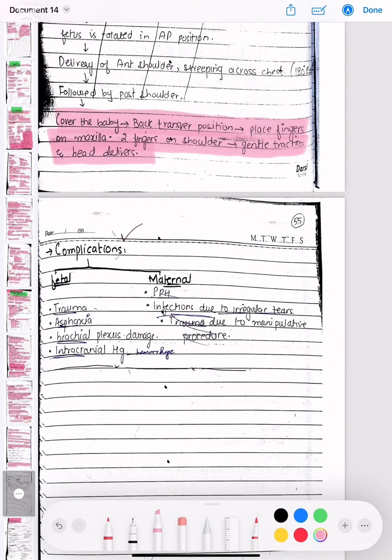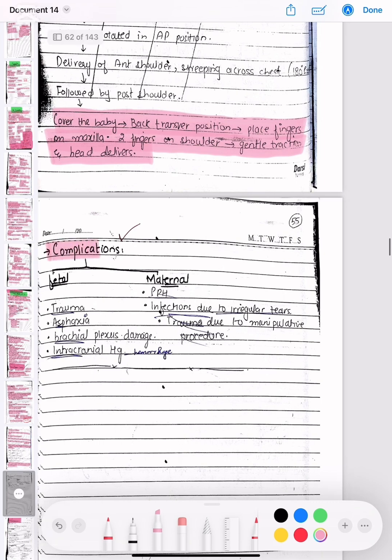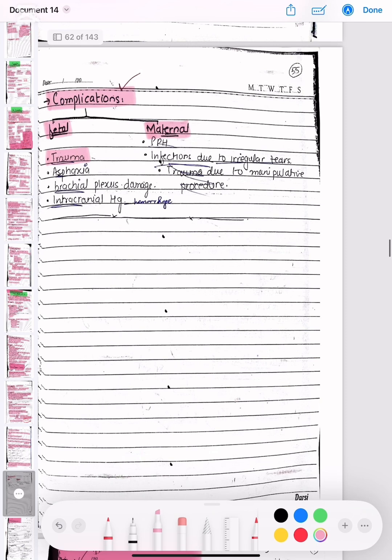Now the complications. We have fetal complications and maternal complications. The fetal complications are trauma, asphyxia, brachial plexus damage, and intracranial hemorrhage. The maternal complications are PPH, infections due to irregular tears, and trauma due to manipulative procedures.